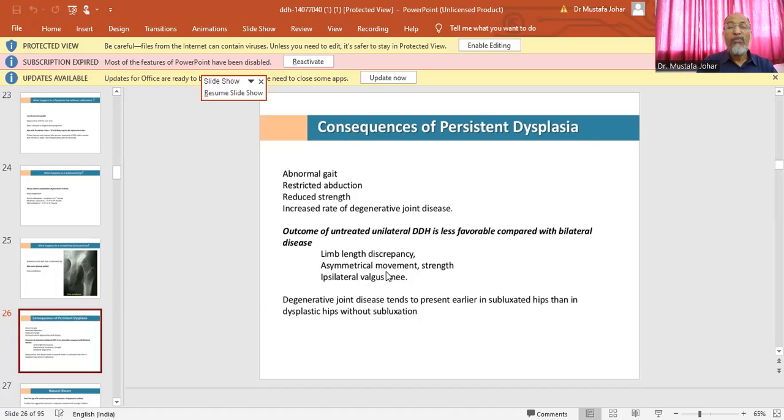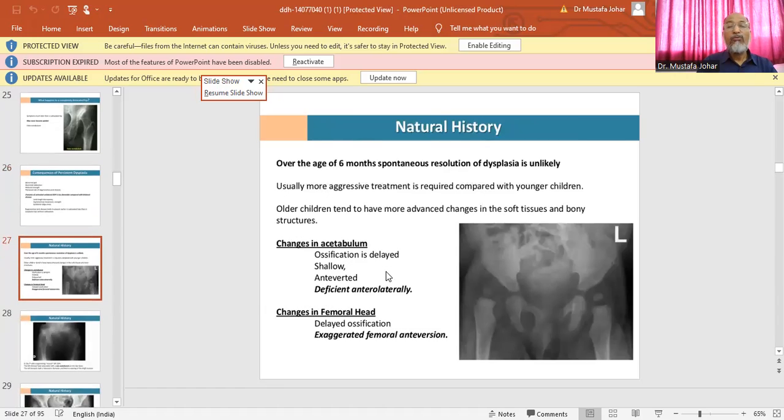Then, what is the natural history after 6 months of age? So over the age of 6 months, spontaneous resolution of the dysplasia is unlikely. Once the 6 months has gone after the birth, and if the problem is persisting, it is unlikely to go into correction. Older children tend to have more advanced changes in the soft tissue and the bony structures.